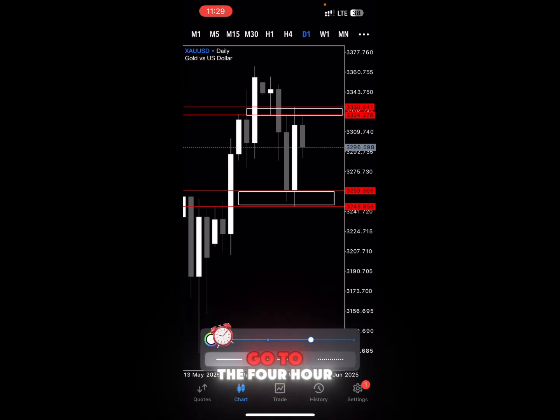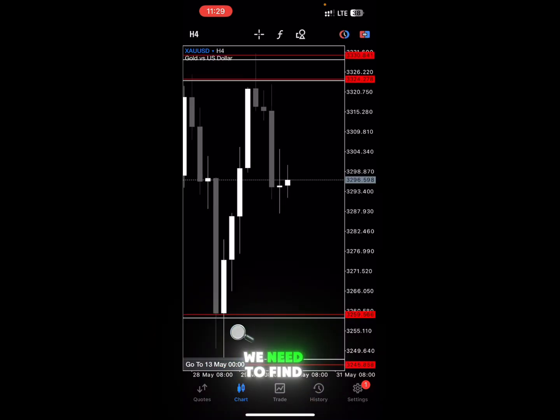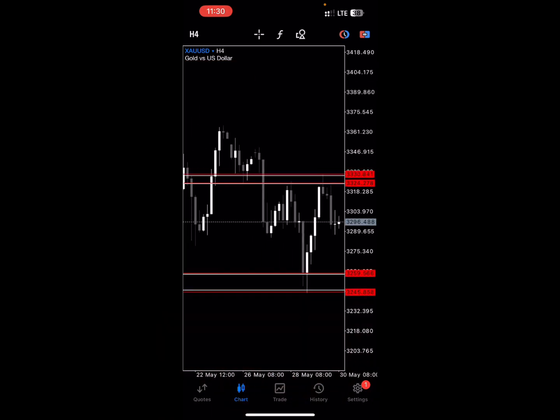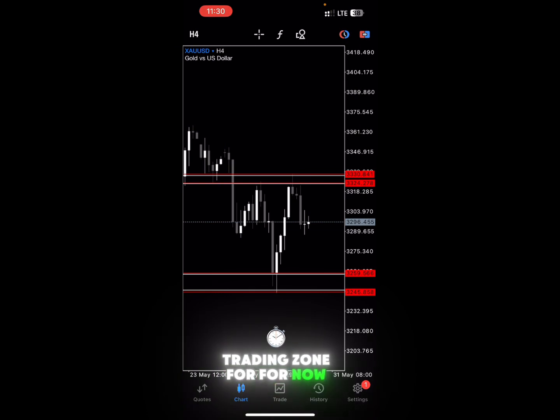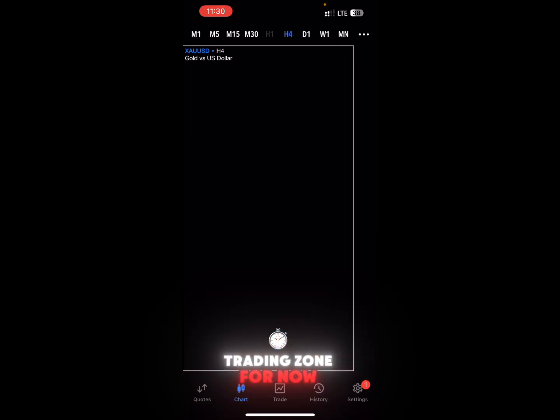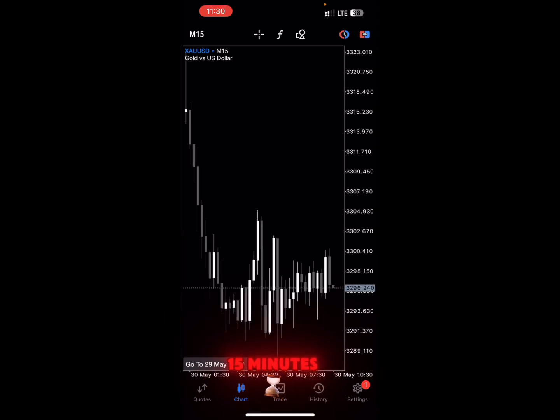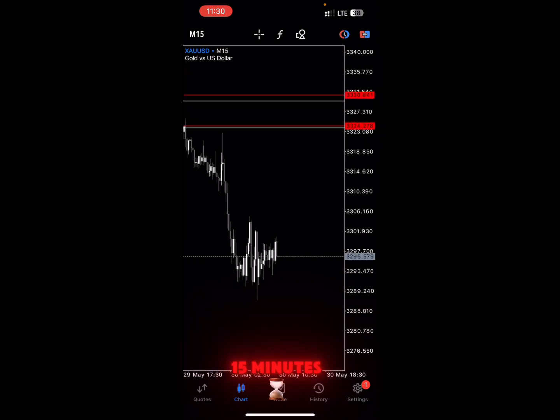Now if we go to the 4 hour, we need to find the most recent trading zone for now. So we can go on the 1 hour and then most likely 15 minutes. On the 15 minutes, the most recent trading zone lies in this area here.